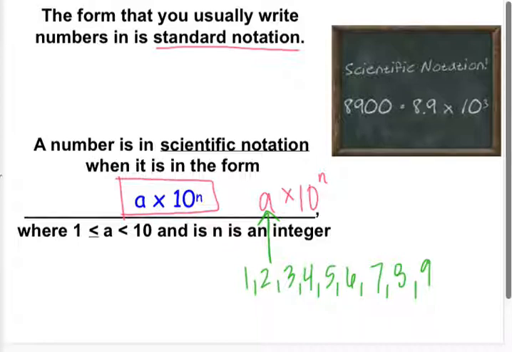So integer means that there's no decimal part added onto it. Okay, so there's no decimal or fraction part.